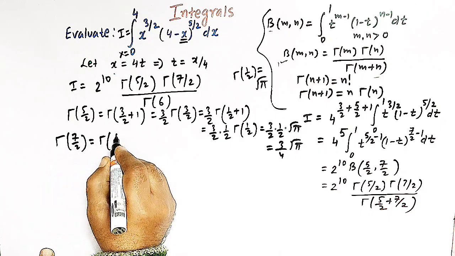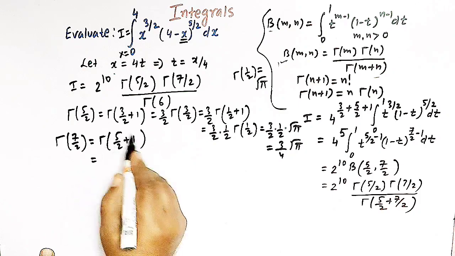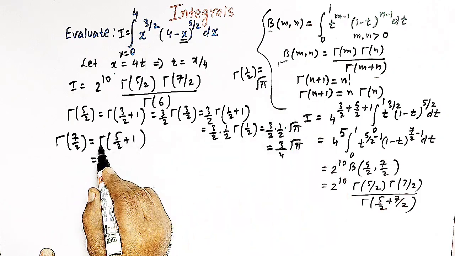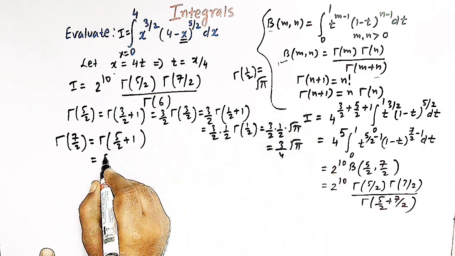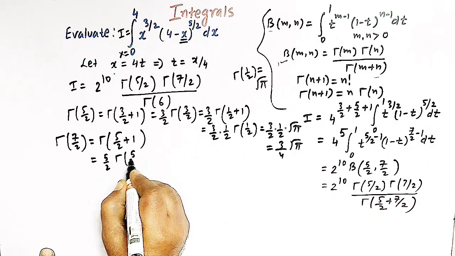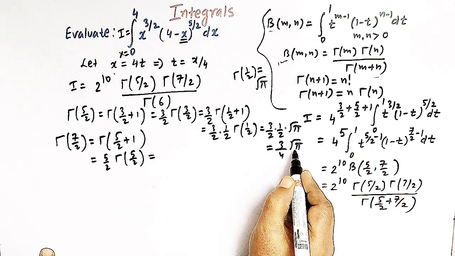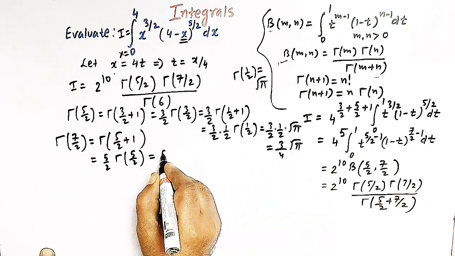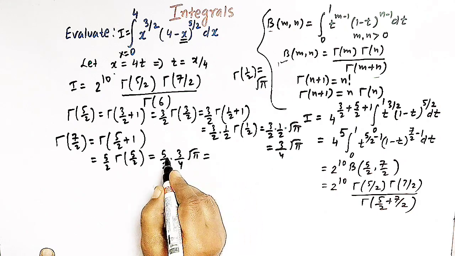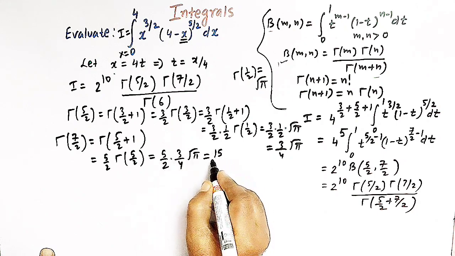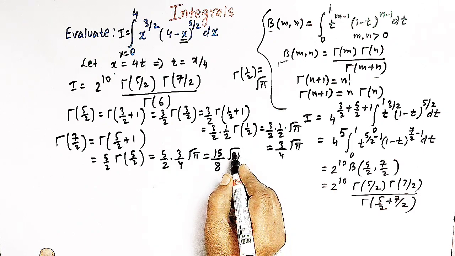And similar is the case with gamma 7 over 2. This can be written as gamma of 5 by 2 plus 1. So again applying this result to gamma 5 by 2 plus 1, n is 5 by 2, so we can write 5 by 2 gamma 5 over 2, and gamma 5 over 2 is given by 3 by 4 times square root of pi. So here we have 5 by 2 times 3 by 4 root pi. So this is 5 times 3 is 15 over 8, and here we have root pi.